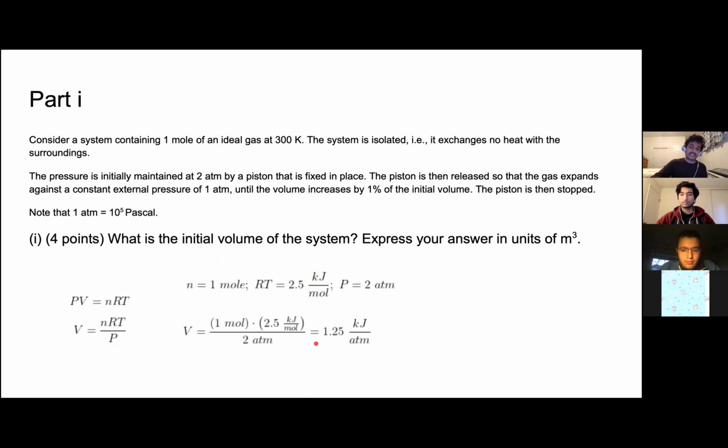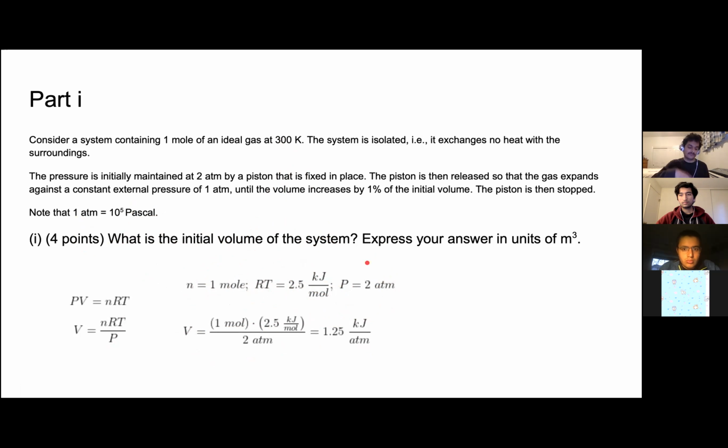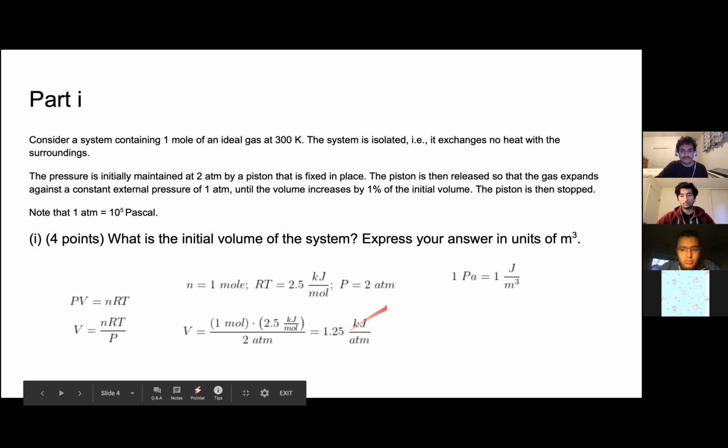Now from here, let's convert. And we're given something in conversion with atmospheres, so that'll be useful. Let's look at what a Pascal is. And this is where it's useful to either have your conversions and SI units memorized or written down on a cheat sheet. 1 Pascal is 1 joule per meters cubed. We want meters cubed, and our joules will cancel out. So from here, it's just simple dimensional analysis to cancel out units. And we'll end up with 0.0125 meters cubed as an initial volume. So we'll come back to this term, so keep that in mind.